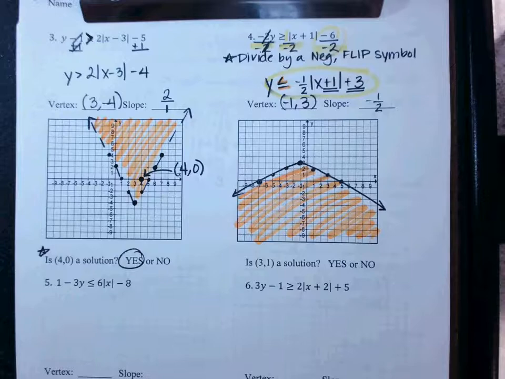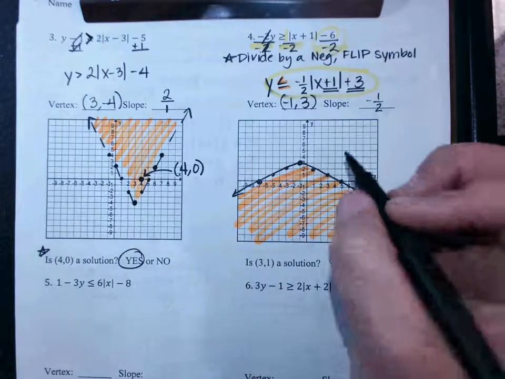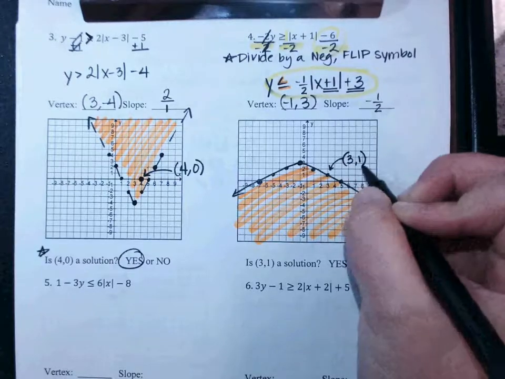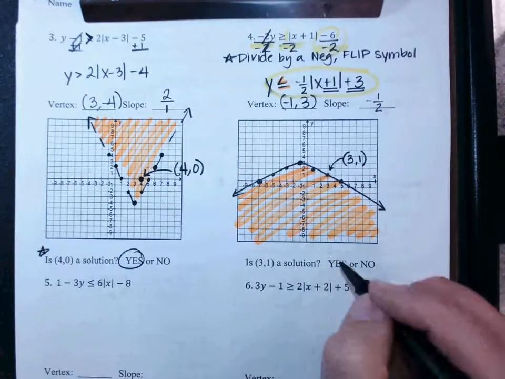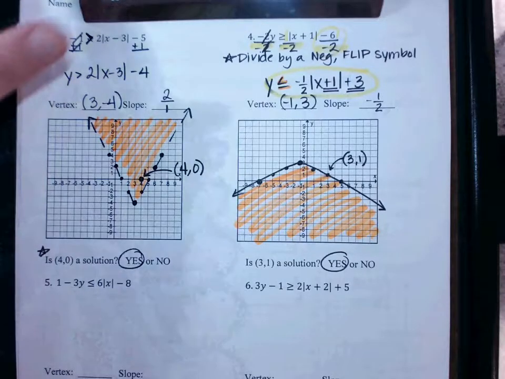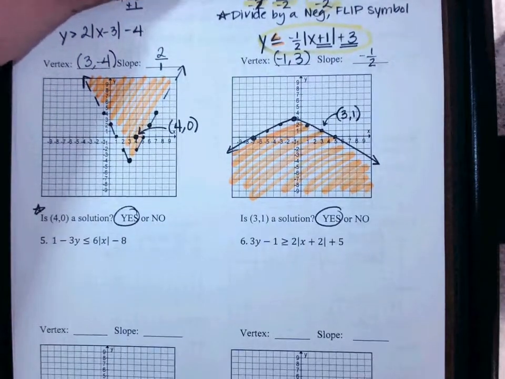And then 3, -1, where does that fall? On the line. It's on a solid line. Does that count? Yes. What if it was a dotted line? Answer would be no. Okay, one more left that we're going to do. We're going to do number 5.